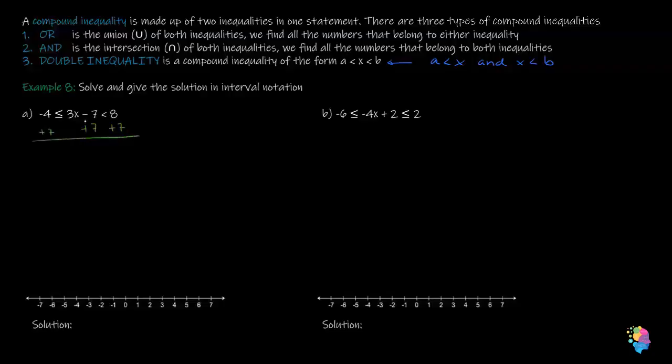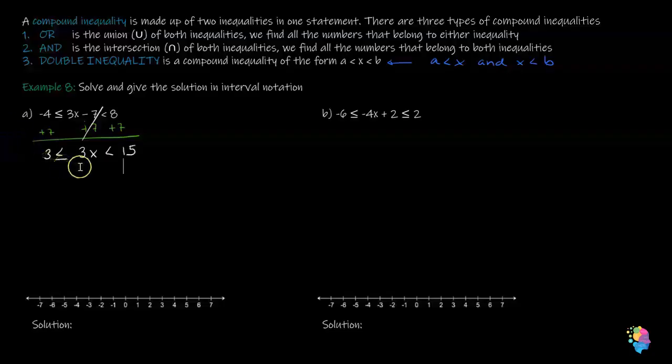So negative 4 plus 7, different signs. We subtract and keep the sign of the largest, so that is 3. Bring the inequality. In the middle, negative 7 plus 7 will get eliminated, leaving us only with 3x. Bring the inequality, and on the right side, 8 plus 7 will be 15.